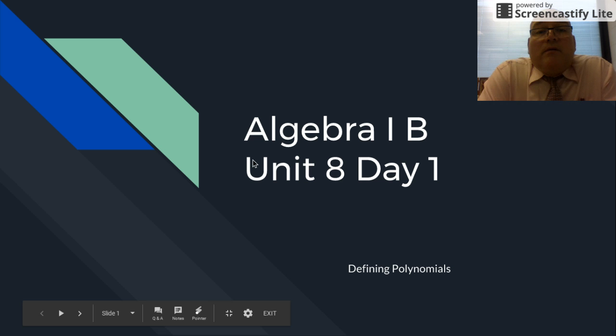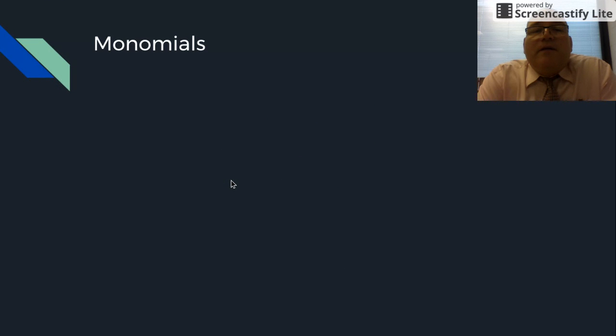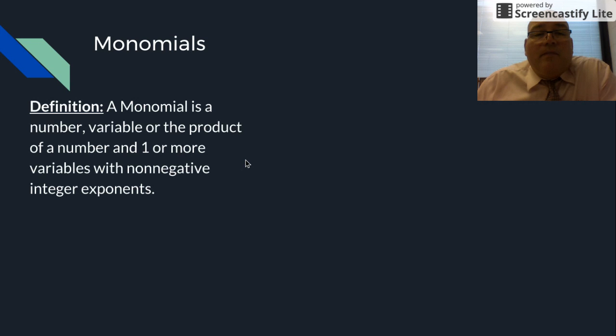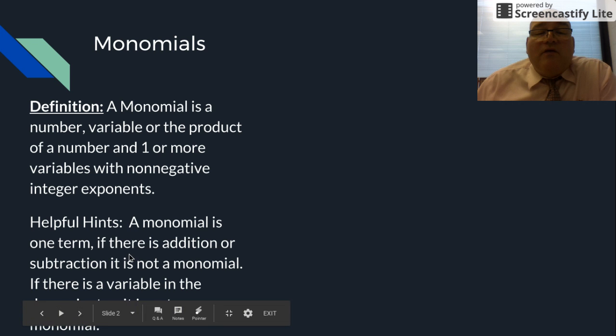Today in Algebra 1b, we begin our work in Unit 8, Day 1, defining polynomials. To begin with, let's talk about what a monomial is. A monomial is a number, variable, or the product of a number and one or more variables with non-negative integer exponents.